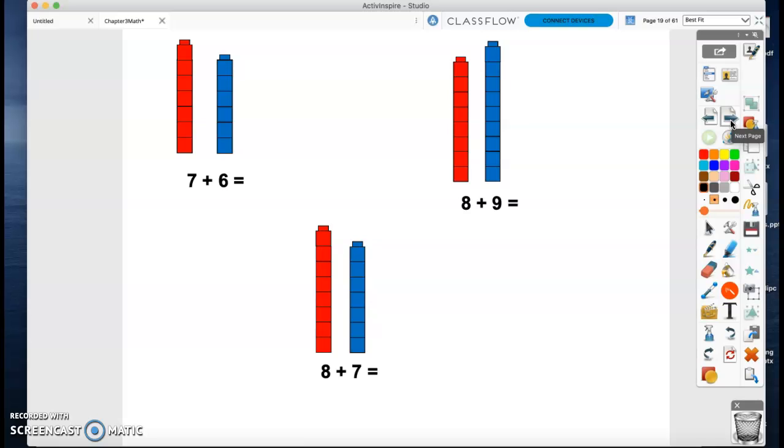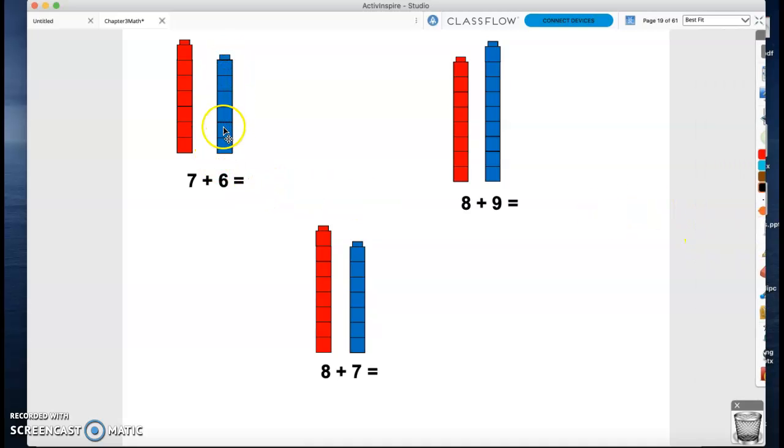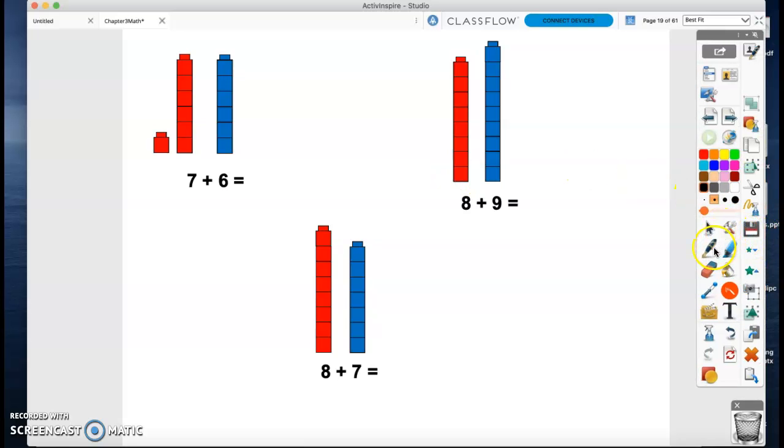Here we go. Let's do a few more. We want to make this a doubles fact to help us out. So I know there are 6 here, so I want to make this tower 6, so I'm going to take 1 off. And my 7 is really going to be 1 and 6. So it's going to be 1 plus 6.